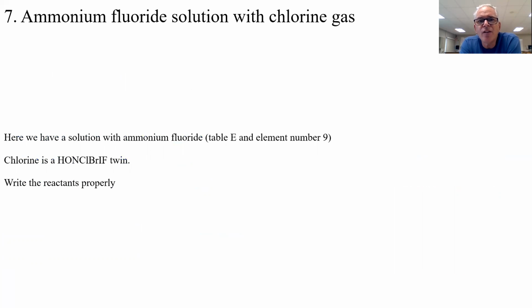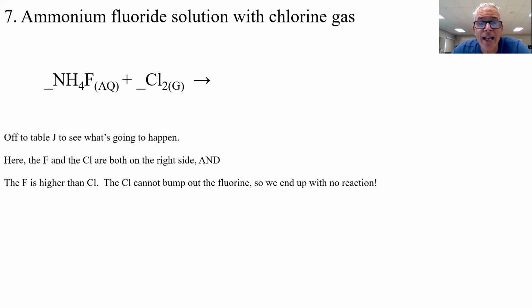Ammonium fluoride solution with chlorine gas. Ammonium fluoride, we're back to ammonium, it's on table E, and fluorine, in this case, makes an anion. Fluorine's element number 9, makes a -1 ion, so ammonium fluoride is going to be in a 1-to-1 ratio, and it's a solution, it tells you, so that's going to be AQ. Chlorine is a Hunkelbrief twin, and it says gas, so we're going to write the reactants properly. It's NH4F aqueous ammonium fluoride solution plus Cl2 gas.